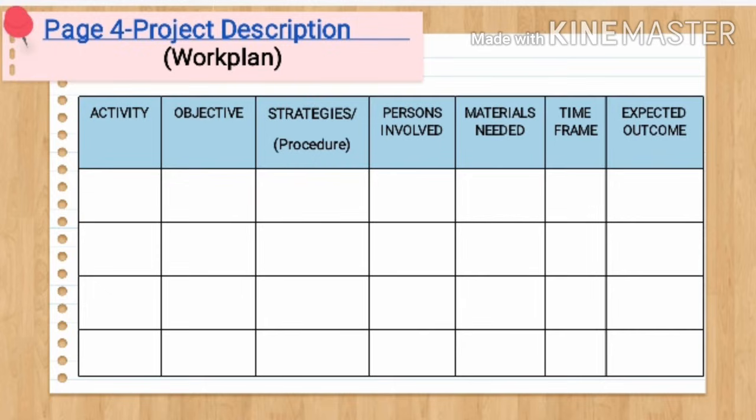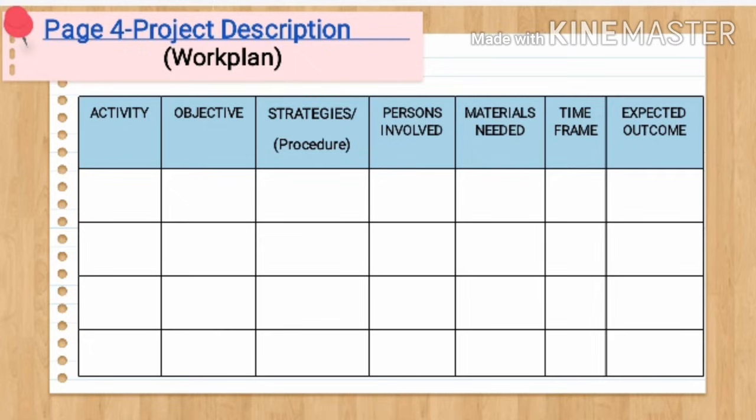First column, we have the activity. So you write here the activity, and then the objective, the strategies or the procedure you follow in undertaking the said activity that you have stated in the first column. Who are the persons involved in this activity? The materials needed, the time frame, and the expected outcome.